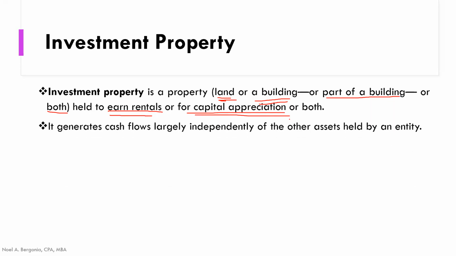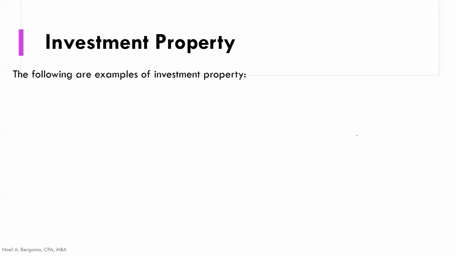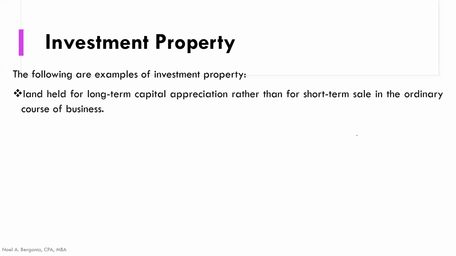And these properties generate cash flows, largely independent from the other assets, na na-discuss na rin natin in our subject. Okay? So here are some examples of investment properties in accordance with IAS number 40. One would be a land held for long-term capital appreciation.